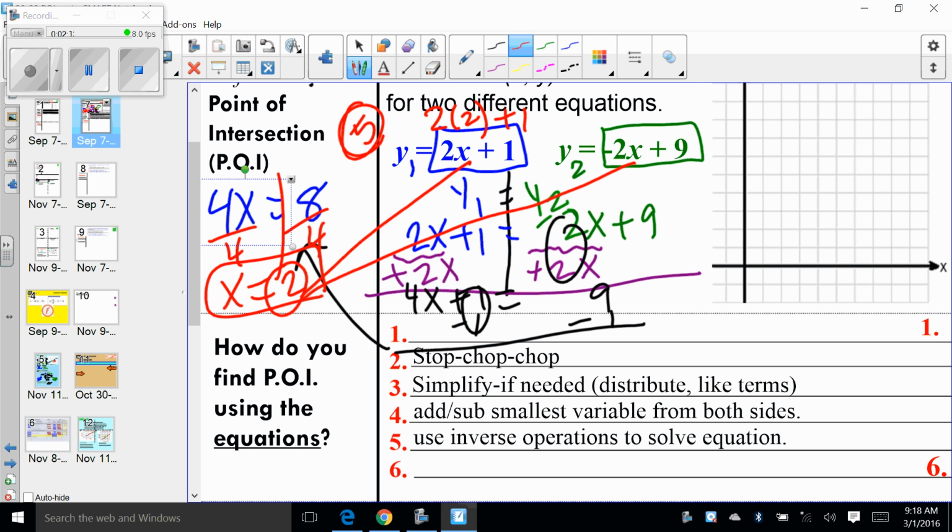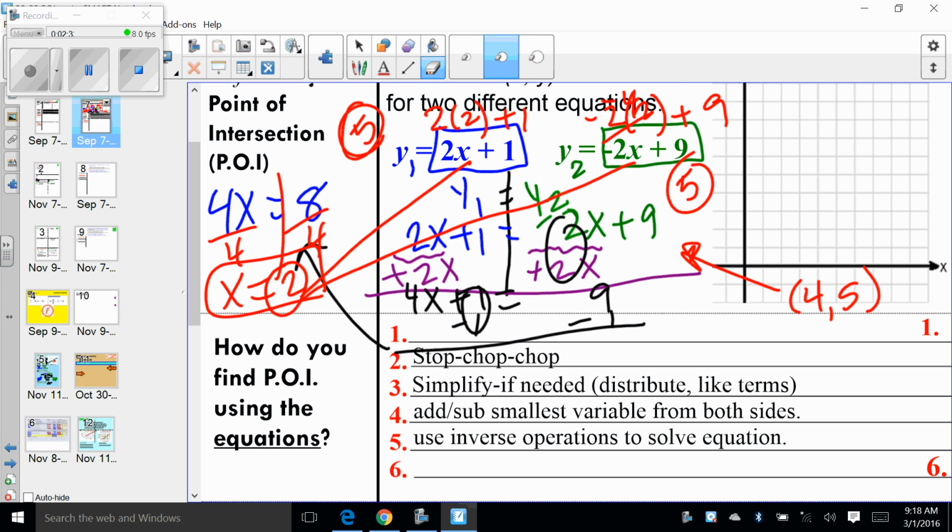I'm going to confirm that in this equation. Negative 2 times 2 plus 9. Negative 2 times 2 is negative 4, plus 9 is also 5. So my point of intersection in this problem over here is 4, 5. That's through the equation work.